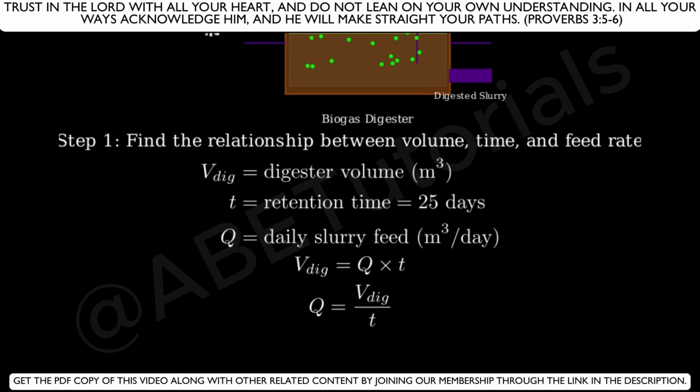Step 2. Calculate the amount of manure and water needed daily using the feed-to-water ratio. We're given that the feed-to-water ratio is 1 to 1.5. This means that for every 1 part of manure, we add 1.5 parts of water. Let's call X the volume of manure in cubic meters per day. Then, the volume of water is 1.5 times X. The total daily slurry feed Q is the sum of manure and water. Q equals X plus 1.5X, which equals 2.5X. We now need to determine the value of X, which represents our daily manure requirement.